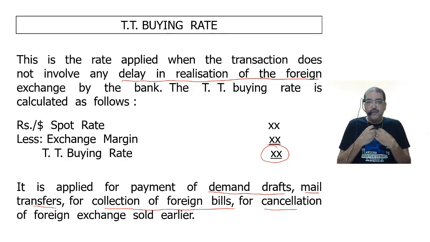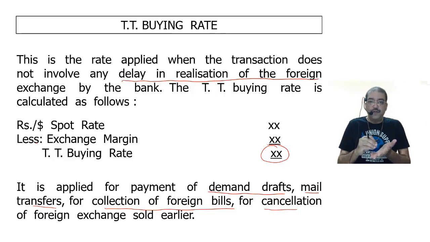An exporter has sold goods. I have sold goods to my American customer. The American customer has given me a bill of exchange in dollars. I take that bill of exchange and go to the bank. Or the American customer has given me a demand draft. I take that demand draft and go to the bank. So that means it is as good as cash.